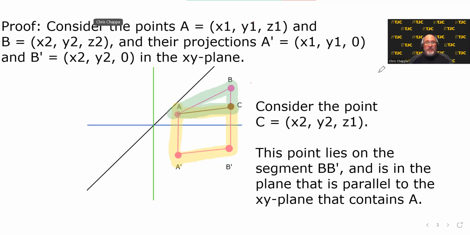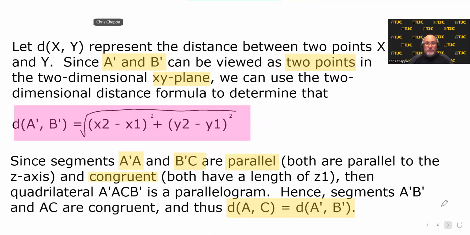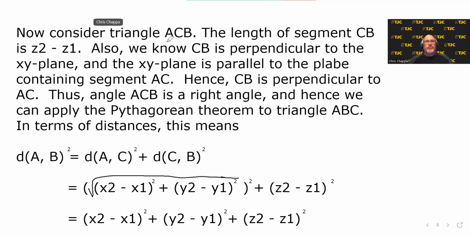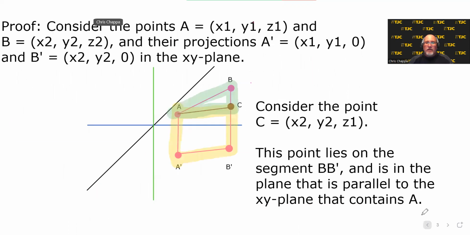But we need to make sure that the Pythagorean theorem applies, which means we need to make sure it's a right triangle. Well, in that triangle, ABC, guess where the right angle is? It's angle ACB. It's right here in this corner. So consider triangle ACB. The length of segment CB is Z2 minus Z1. So let's go back and think about that for a second.